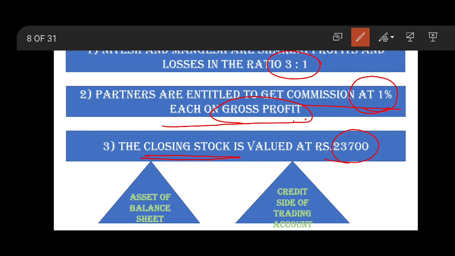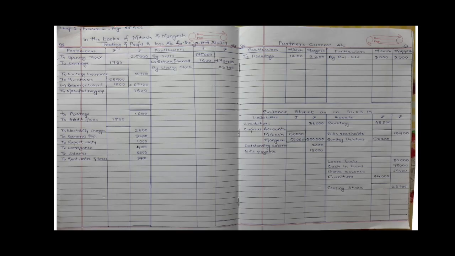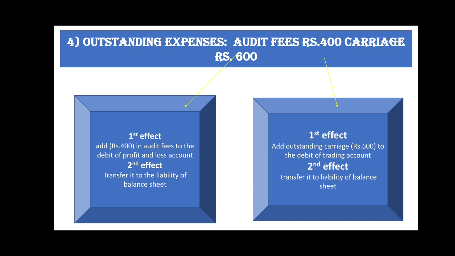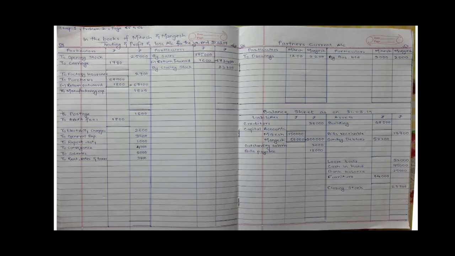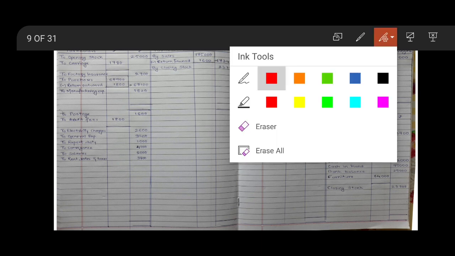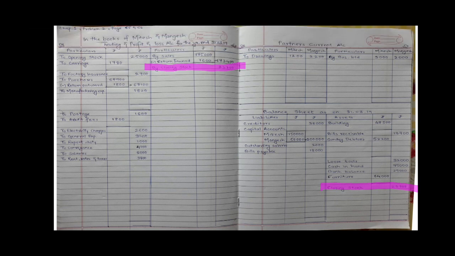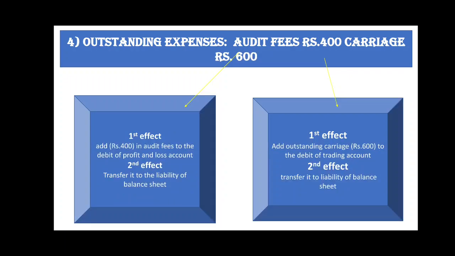The third one is regarding closing stock. Closing stock value rupees 23,700. It goes to the asset side of balance sheet and then to the credit side of trading account, writing closing stock 23,700. You can see here I have marked closing stock here. Closing stock, asset side, first effect, second effect, trading account, credit side, by closing stock 23,700.